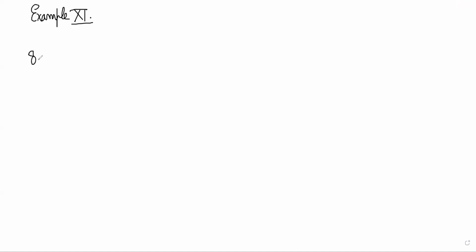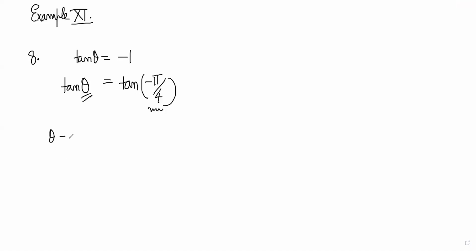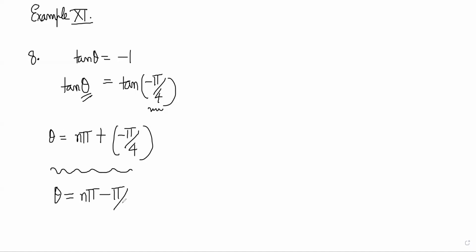For example, if you look at question 8, tan theta is minus 1. So tan theta is minus 1, and minus 1, what angle is it? Tan of minus pi by 4, you can say. Tan of minus theta is minus tan theta. So tan of minus pi by 4 is definitely this. So theta is my unknown angle. This is my known angle. The general formula says theta should be n pi plus the known angle. So the answer for this is theta is n pi minus pi by 4, where n is any integer.